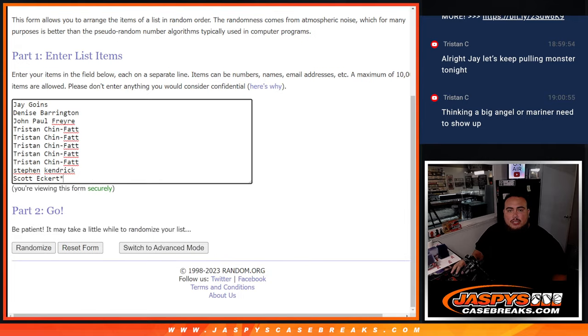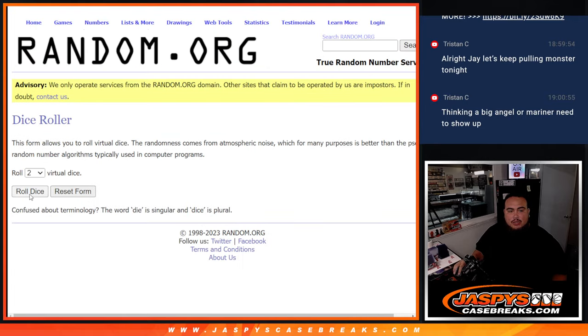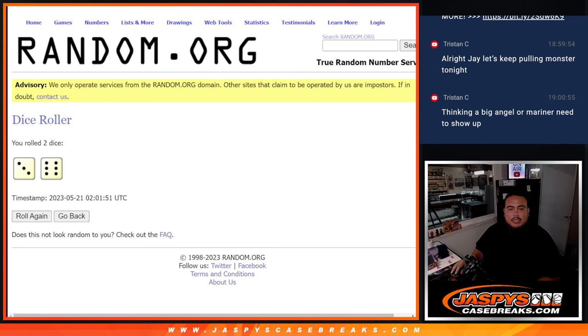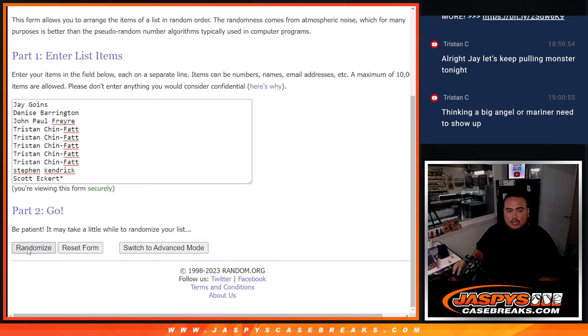So here's the dice roll. Here's the customer names and the numbers. Let's roll. A 6 and a 3. 9 times. Good luck.